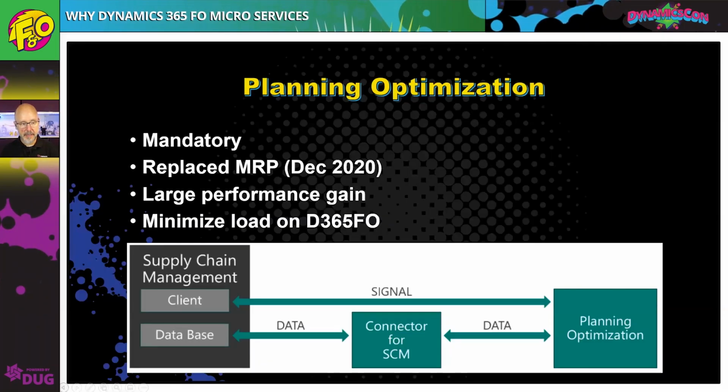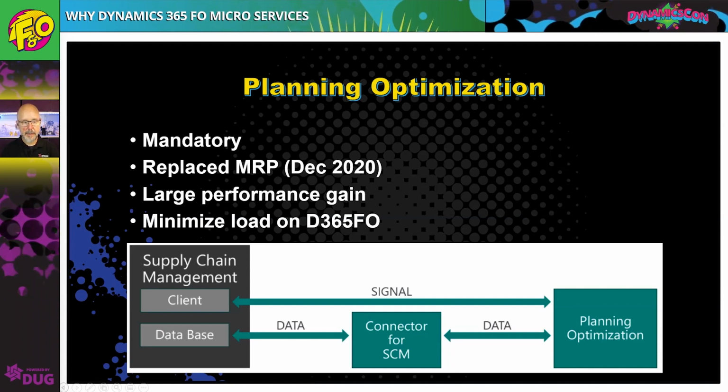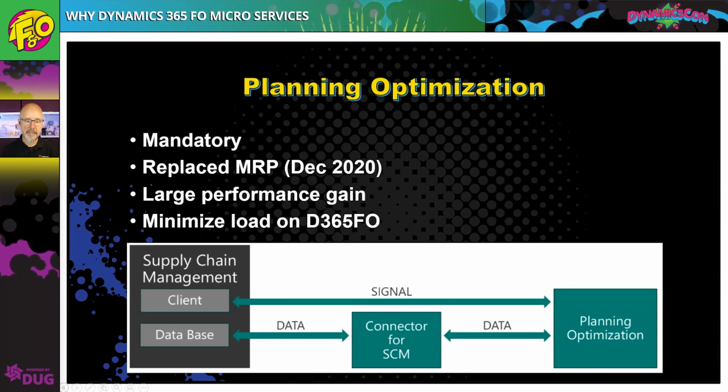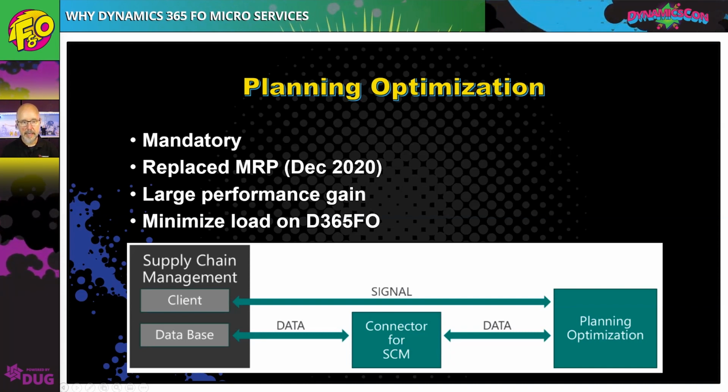Planning optimization. I guess some of you have used the resource planning functionality, which was available in AX 2012 and in Dynamics 365 for Finance and Operations. The MRP was deprecated in December 2020 and replaced by this planning optimization. That means that the MRP is not even available in Dynamics anymore. The only way to do master planning is through the planning optimization software.